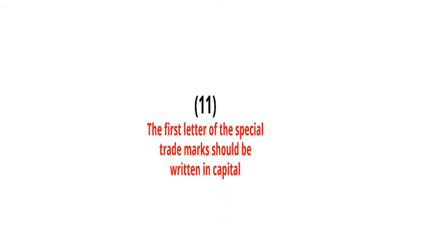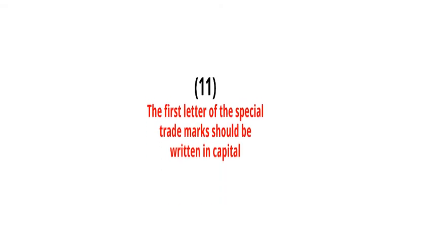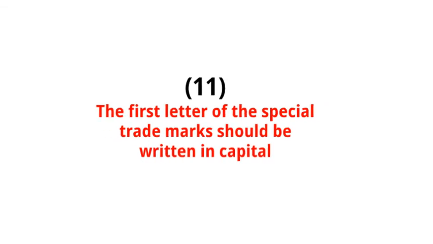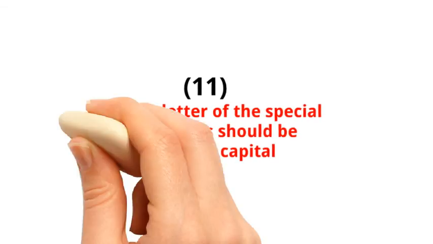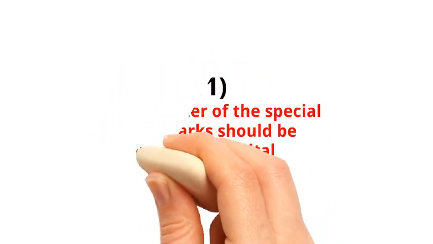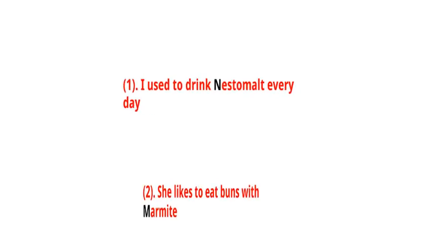Our 11th point. The first letter of the special trademarks should be written in capital. Here are the instances. First one. I used to drink Nestamalt every day. Nestamalt is the name of the trademark. So, N, the first letter of Nestamalt, should be written in capital.